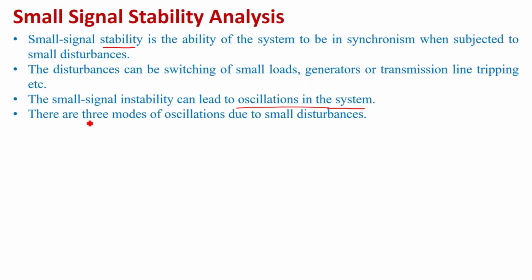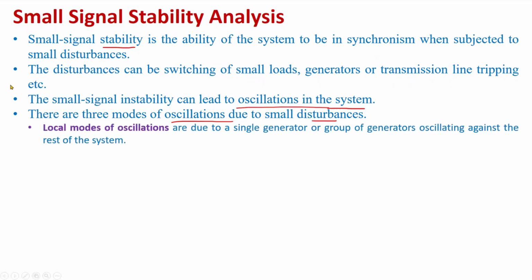There are three modes of oscillations due to small disturbances. The first one is the local mode of oscillation. What is the local mode of oscillation? It is due to a single generator or a group of generators oscillating against the rest of the system.